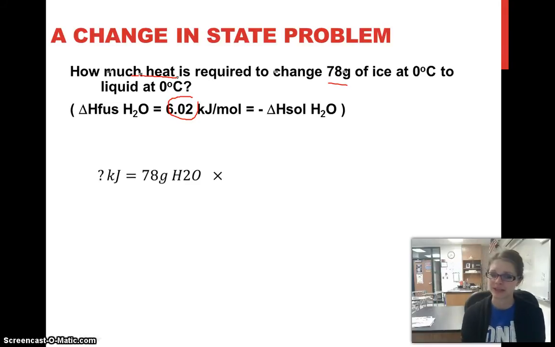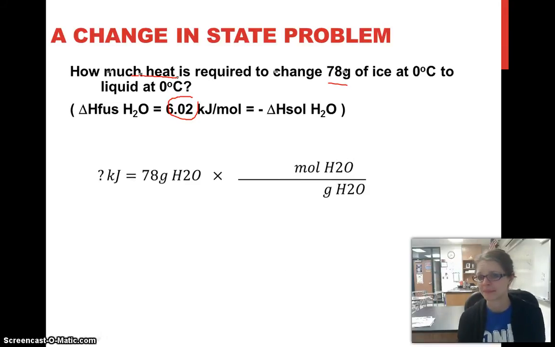If I've got grams on top, I've got to put grams on bottom. And I'm going to go to moles first. That's because this number here is per mole. I know how much energy it takes to do 1 mole of ice, but I don't know how much it takes to do 78 grams of water. So let's go from grams to moles first. To go from grams to moles, the periodic table is the thing that I need. The periodic table says 1 mole is equal to 18.0148 grams of water. That 18.0148 is the molar mass of water. That's the periodic table number.